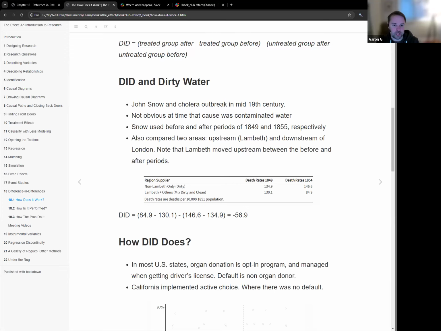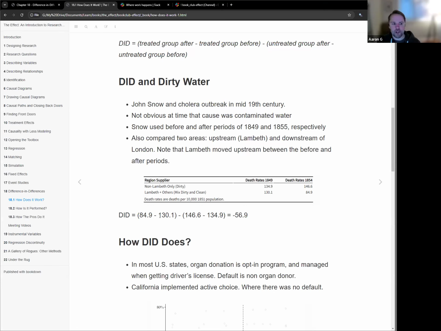And what we see is there was a really big decrease in death rates for the Lambeth company between the two time periods, yet we see an increase for the non-Lambeth area, which were more directly impacted by the dirty water in London proper. And so, just taking the difference in differences, we get negative 56. If our assumptions hold, that's saying a pretty significant, practically significant anyway, decrease in death rates per capita.